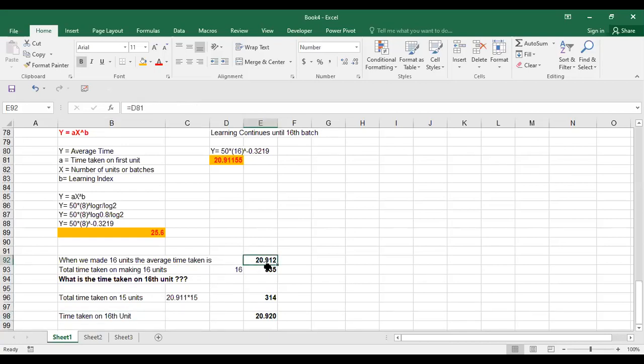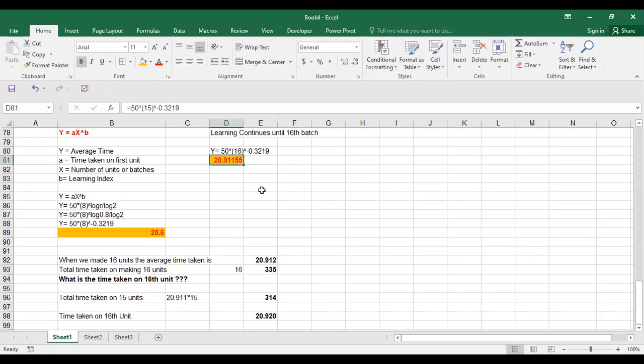Let me calculate 20.92. How did we get this one? We said this is the time taken for 16 units. Then if we use it for 15 units, we put 15 in this factor, and it becomes 20.91. And how did we get this one? Oh, sorry, because we changed the numbers here, this number was also changed. 335 was also changed, because it is linked with the formula.